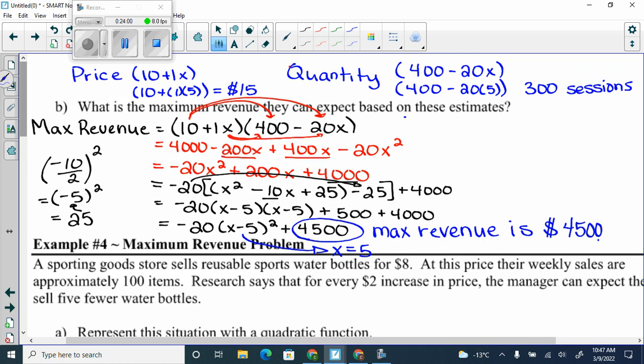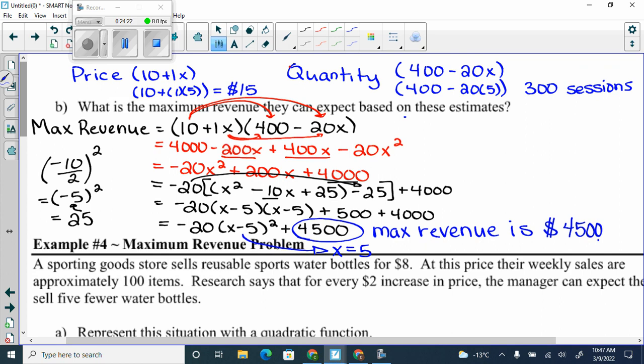Now, once you get those 2 things, you should be able to check them really easy. If you take the price and multiply it by the number of sessions, you should get, what did we find? Our maximum revenue, right? Our maximum revenue was 4,500, wasn't it? So if I take your $15 and times by your 300 sessions, 15 times 3 is 45. Add 2 zeros. It's 4,500.